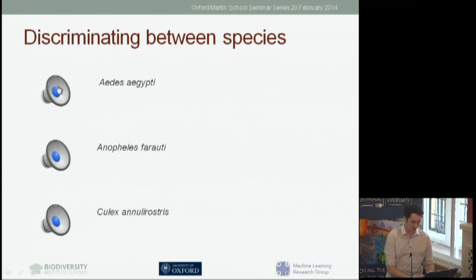So this is Aedes aegypti, and that's the one that carries dengue fever, I believe, and yellow fever.